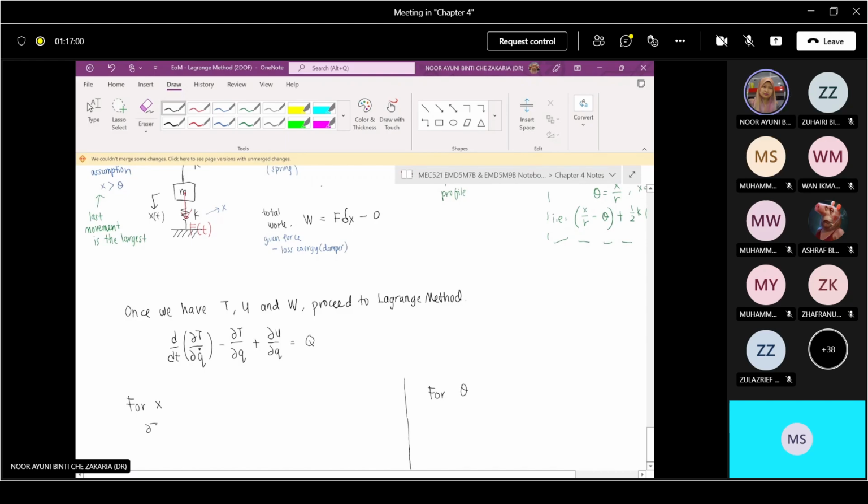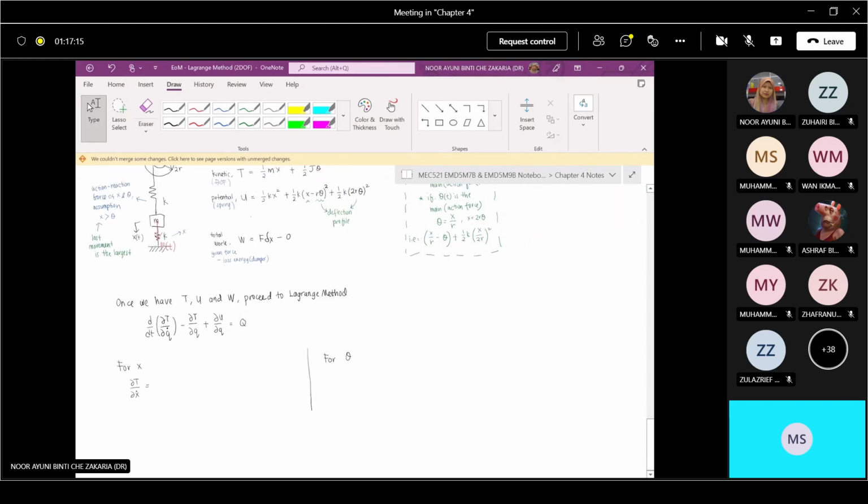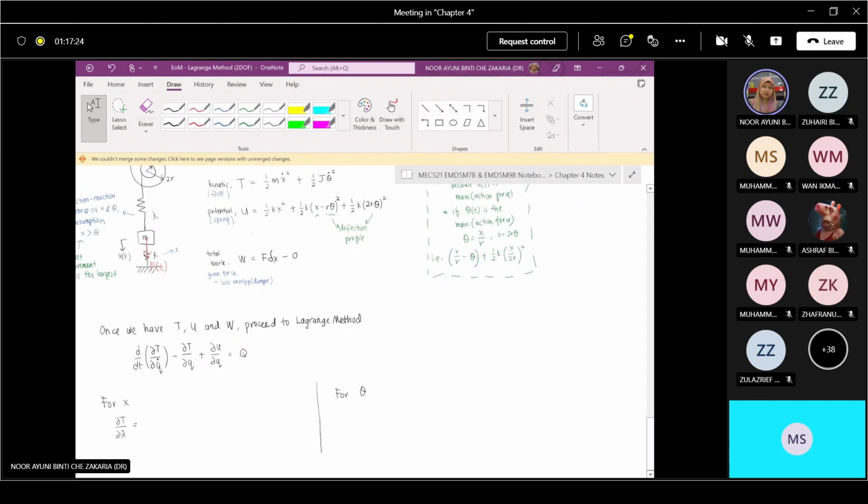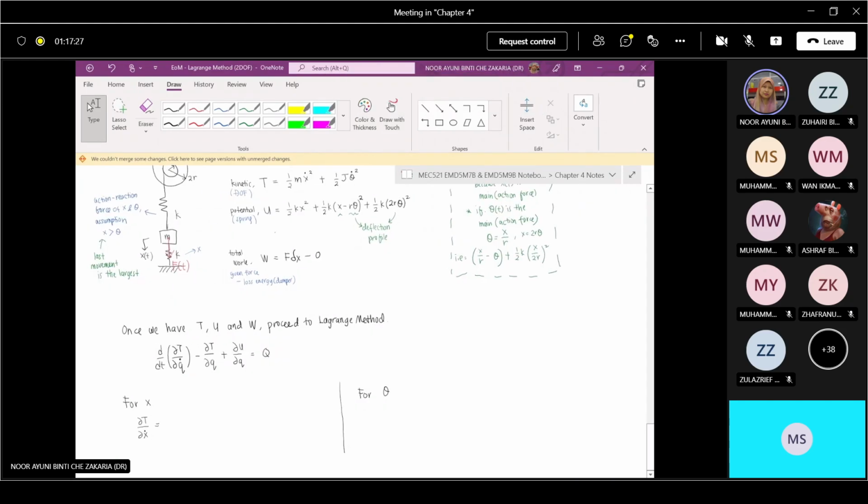So, partial derivation of kinetic against x velocity. Tak nampak equation. Dah sekecil yang boleh lah tu. Saya nak menulis pun dah kecil sangat ni. So that you can have a look at the equation. Okay. Differentiate T against x dot.